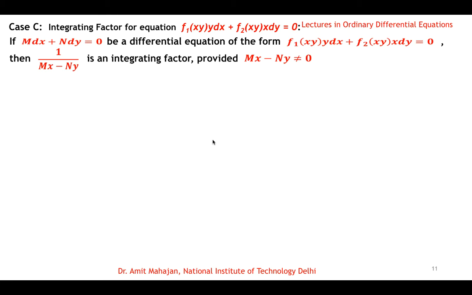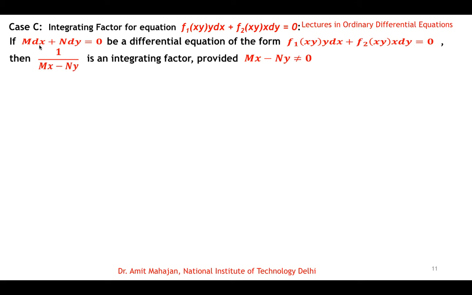The third possibility is the integrating factor for an equation of the form f1(xy) y dx plus f2(xy) x dy is equal to 0. So if you are given a differential equation in this form, where with y dx you have some function where everywhere xy occurs as a product xy with the same power, and the coefficient of x dy is some function of xy with the same power, then this differential equation, if it is not exact, can be made exact by using an integrating factor of the form 1 by (Mx minus Ny), provided the denominator is non-zero.